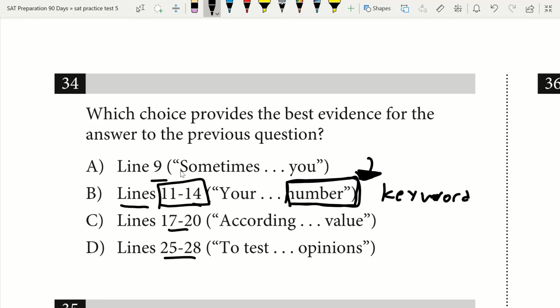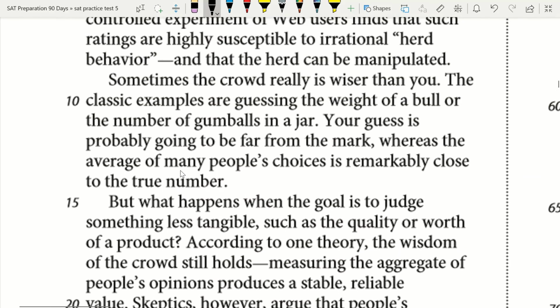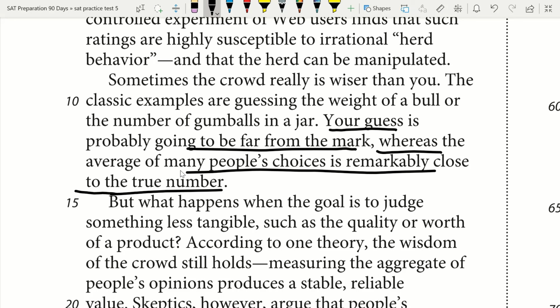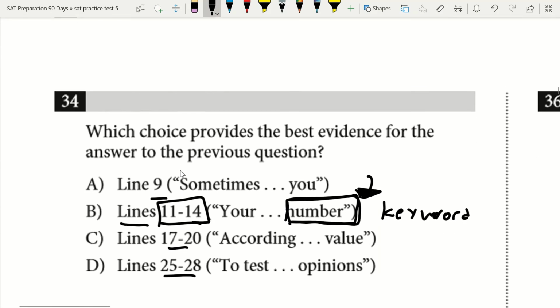This is going to help me, because if I go to lines 11 to 14, I see it says, your guess is probably going to be far from the mark, whereas the average of many people's choices is remarkably close to the true number. And if we get some more context by reading back, we see that sometimes the crowd really is wiser than you. The classic examples are guessing the weight of a bull or the number of gumballs in a jar. So that's showing that crowds are good at producing solid quantitative answers, and so we know that'll be our answer. That's lines 11 to 14.